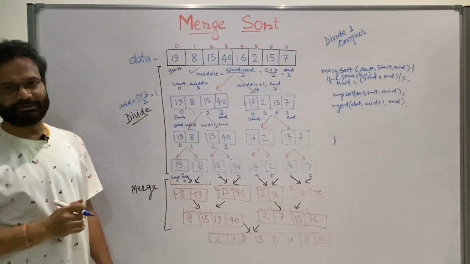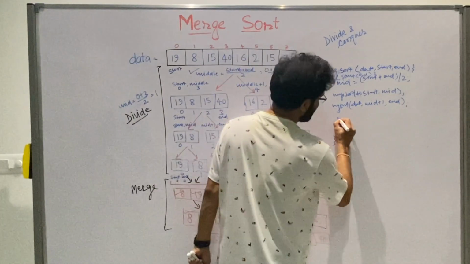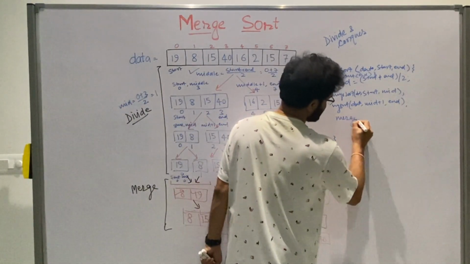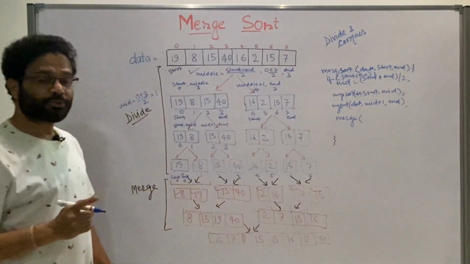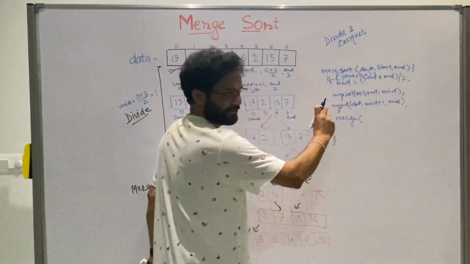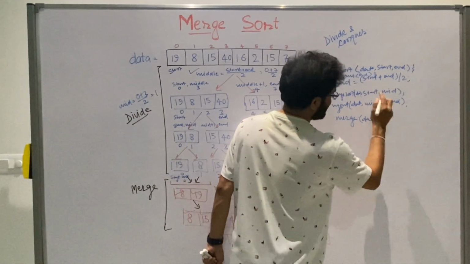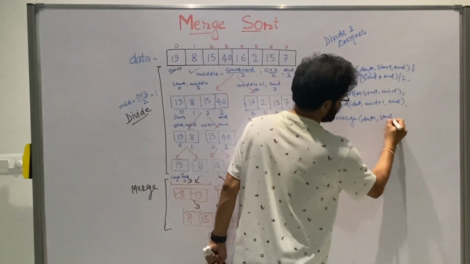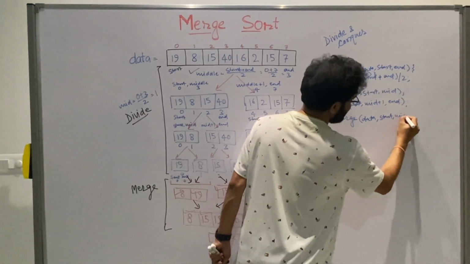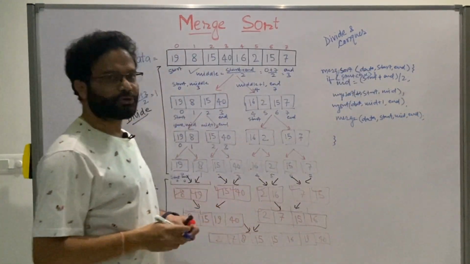Now you have to do the merge. So the merge logic will be separate here, and suppose I have a method for the merge. What are you going to do in the merge? You are going to produce the output of this array, right? So you have to pass the data, the start, the middle, and the end, and your job is done.